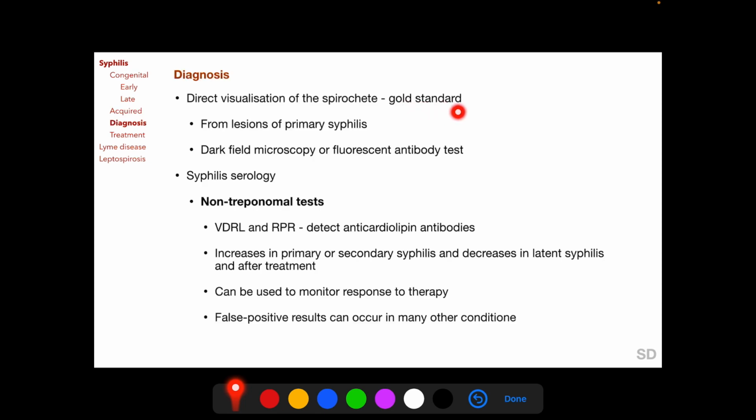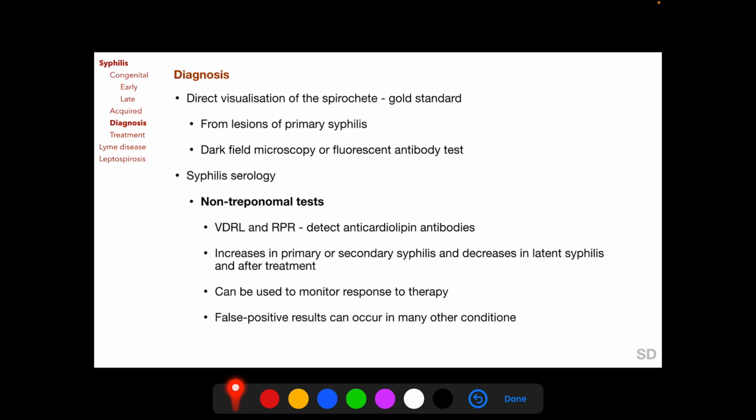So the gold standard of diagnosis is direct visualization of the spirochete, and that is possible only from lesions of primary syphilis. This is done either by dark field microscopy or fluorescent antibody test of secretions from the primary syphilis lesion. Syphilis serology can be done with 2 types of tests: the non-treponemal tests and the treponemal tests. Non-treponemal tests detect anti-cardiolipin antibodies, which are elevated in syphilis, and the two common non-treponemal tests are the Venereal Disease Research Laboratory or VDRL test and the Rapid Plasma Reagin or RPR test.